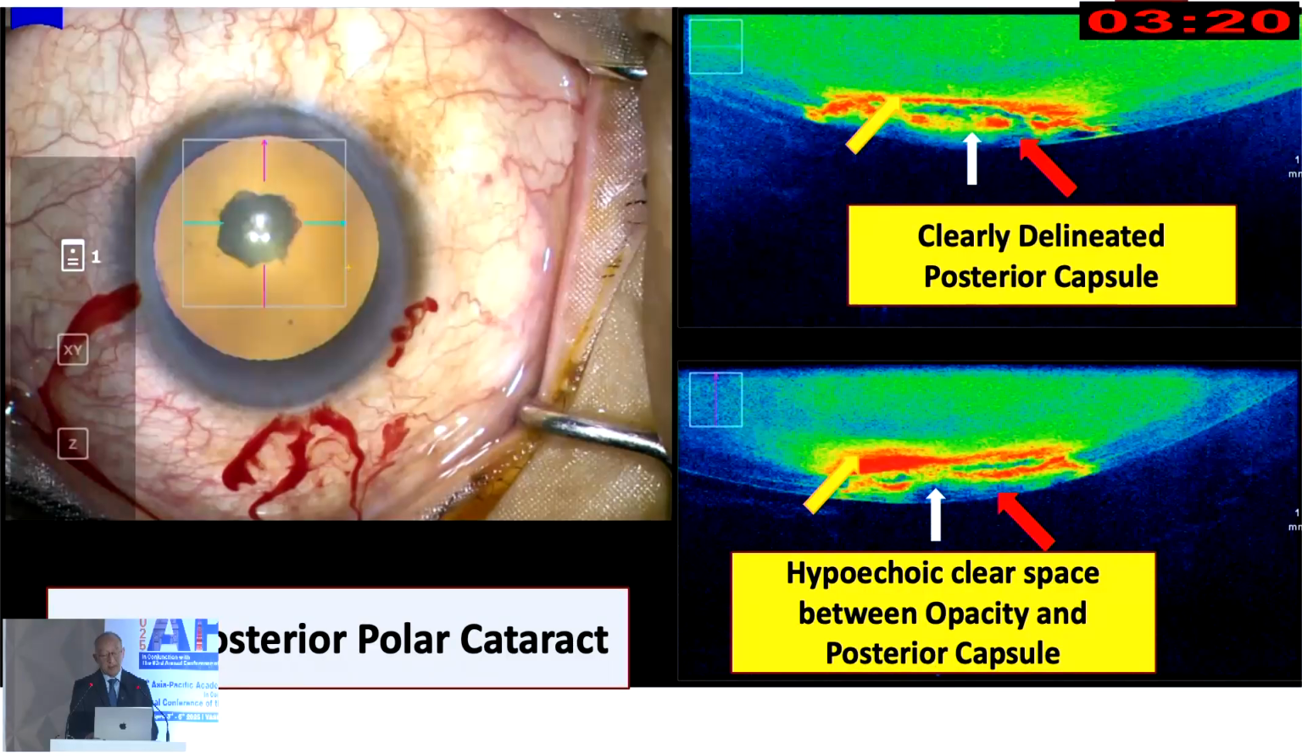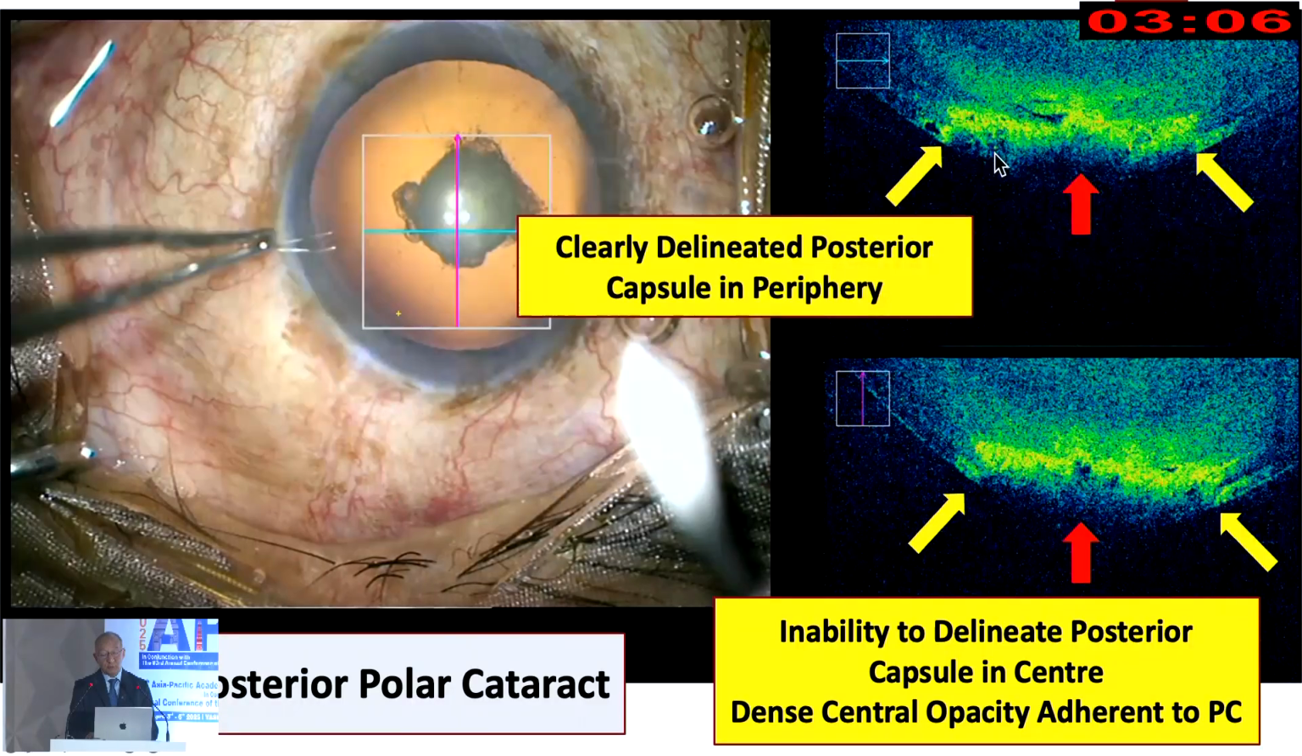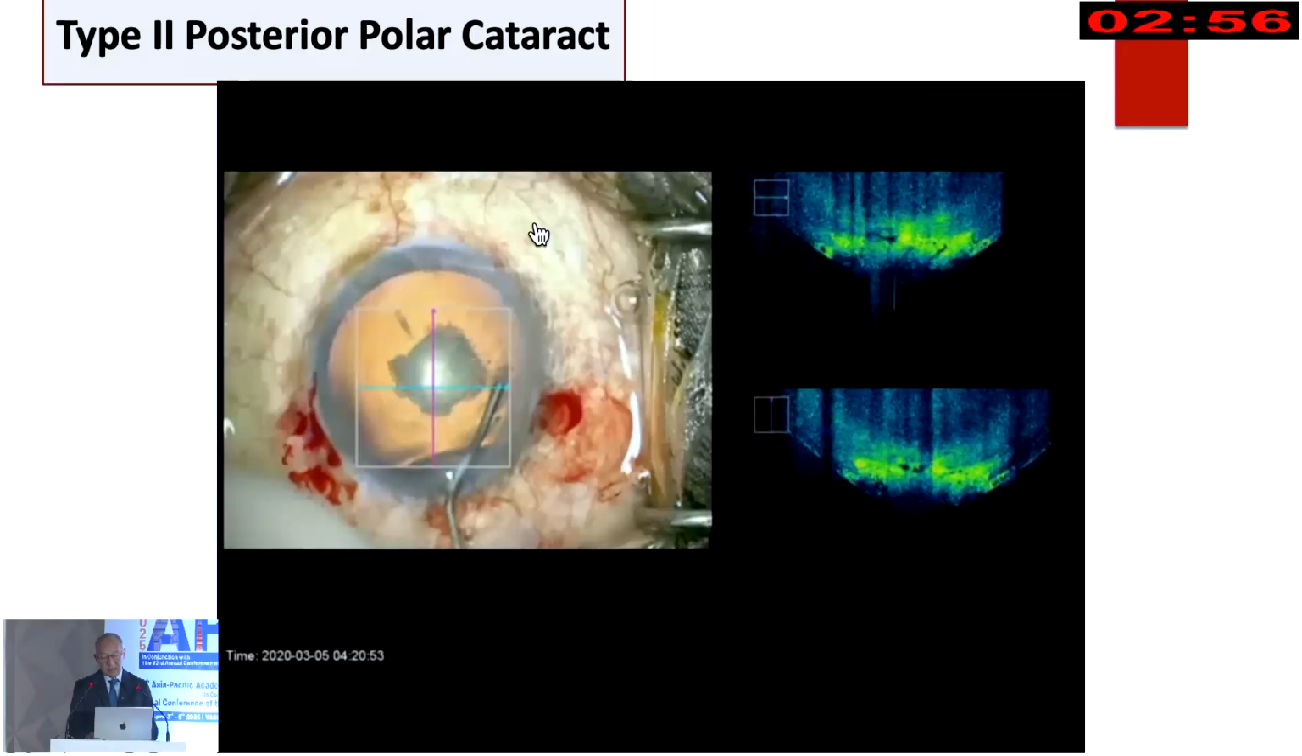in a similar way, where we looked into the clarity or delineation of the posterior capsule underneath the disc of a posterior polar cataract. If you could delineate the capsule centrally also, this is type 1. And if you could not delineate the central area, that is type 2; the periphery could be delineated. And this all depends on the size and the thickness of the posterior polar cataract in the central area also.